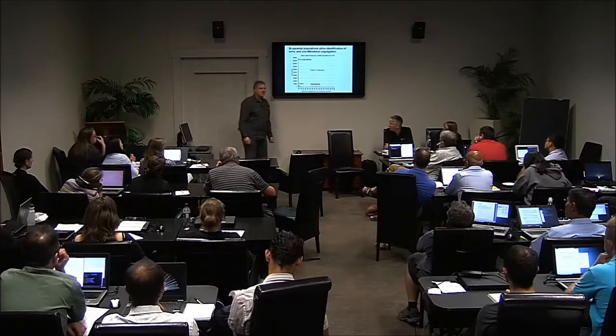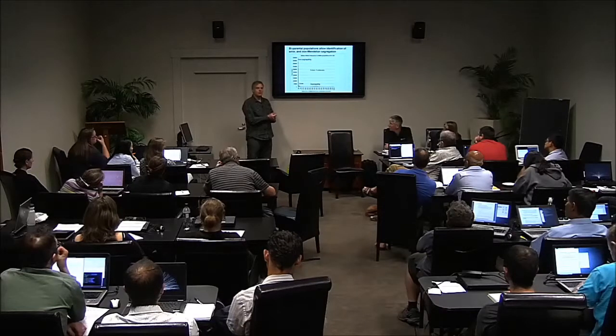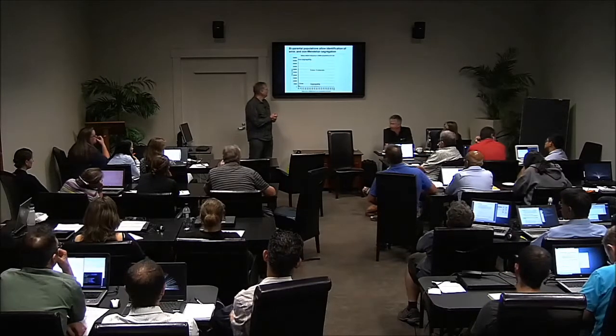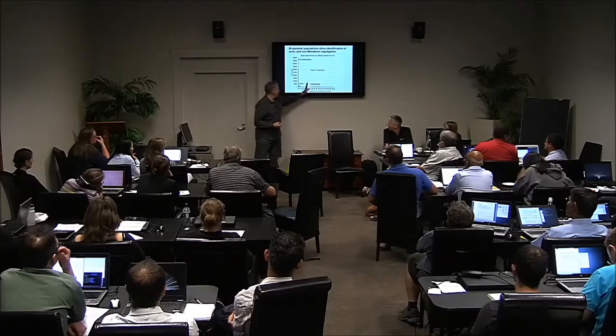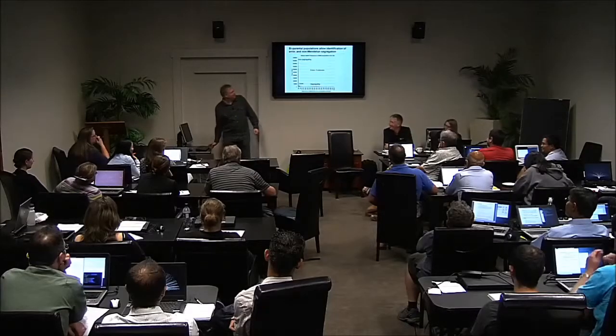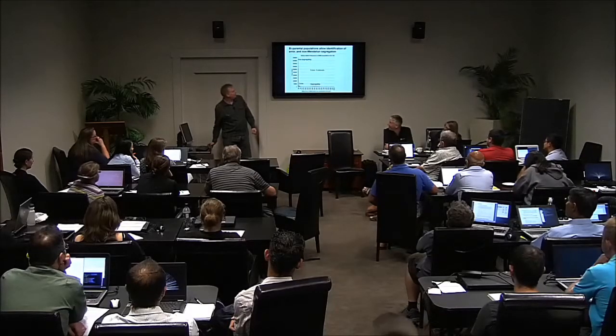If you calculate a median error, what is the median error rate here? So ignore all this stuff and go from here down. The median error rate is 0. And this is across 5,000 maize lines.